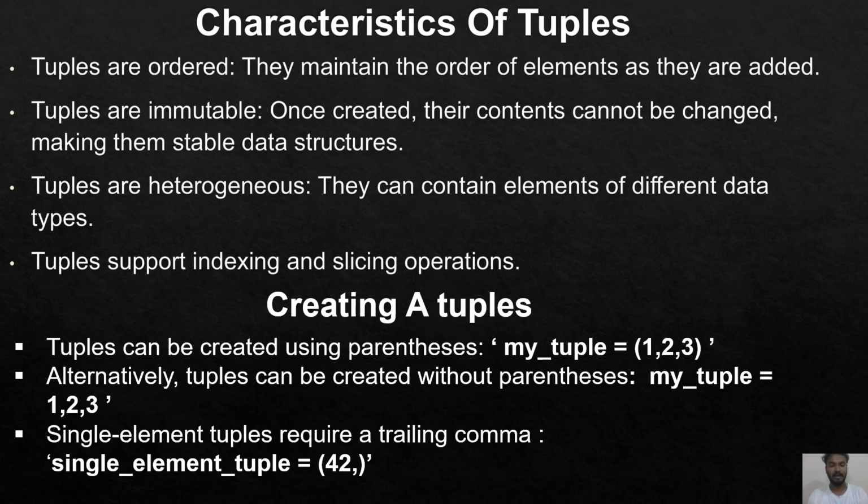Tuples can be created using parentheses, that is my_tuple is equal to (1, 2, 3). Alternatively, tuples can be created without parentheses, that is my_tuple is equal to 1, 2, 3. A single element tuple requires a trailing comma: single_element_tuple is equal to (42,).